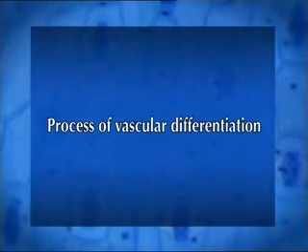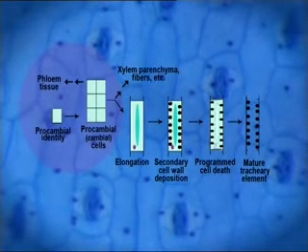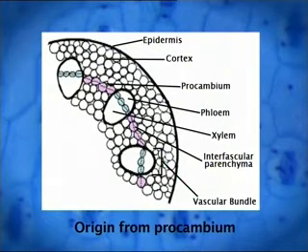Process of vascular differentiation. Vascular tissues are differentiated from meristematic cells, that is procambial cells, during primary growth. Procambial cells in stems are derived from apical meristem. It has been proposed that auxin, which is polarly transported from shoot apical meristem and young leaves, induces formation of procambial cells. Cytokinin is essential for promoting the division of procambial cells.